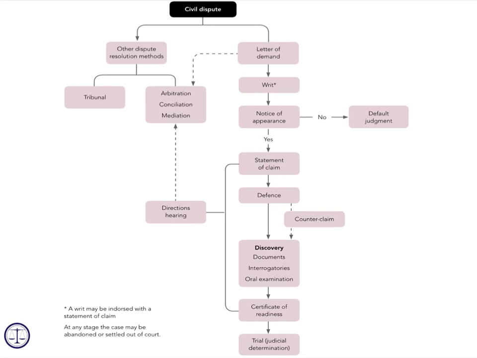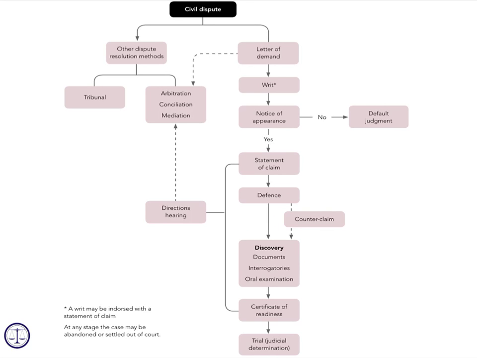At this stage, the defendant can also make a counterclaim, which is when the defendant makes a claim against the plaintiff. For example, in a contractual dispute, the defendant might at this point say, "No, it was actually the plaintiff who broke the contract." At this point, discovery then occurs.